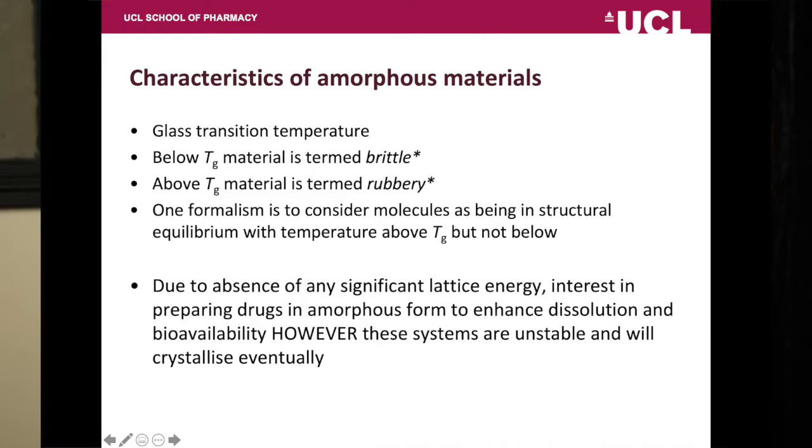Right, so on the screen you can see some characteristics of amorphous materials. The number one characteristic of an amorphous material is that it has a glass transition temperature, because that's how it was formed in the first place. Below the glass transition temperature the material is brittle and it's solid-like, as I said already. Above the glass transition temperature the material is rubbery, but it's still a liquid. Now, what does rubbery mean?